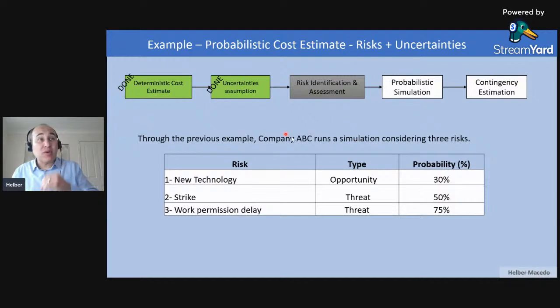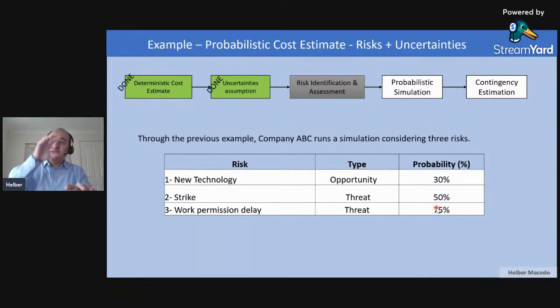But now the company ABC will identify the risks, and they got three risks: a new technology that they understand will be an opportunity, because this new technology will save some time, but because it's the first time that it would happen, they are saying that the probability is not so high, only 30%. But they have two threats here, two negative risks: a strike, and a delay that could happen to get the work permission. And they believe that this will be the probability that it could happen during the execution.